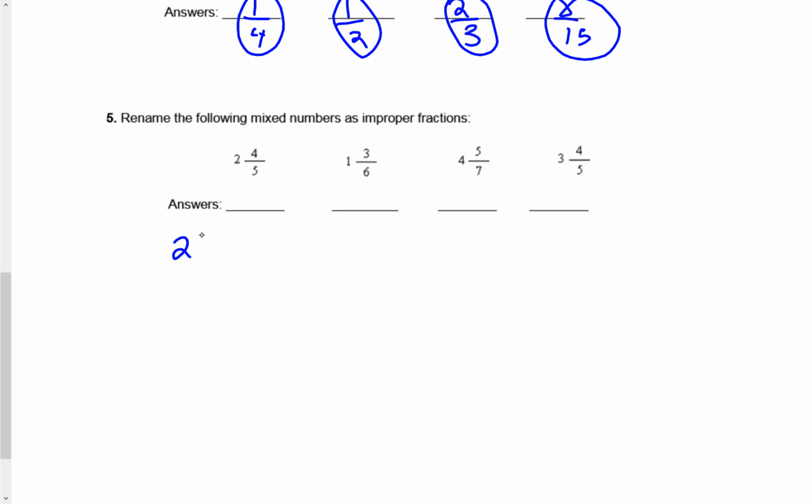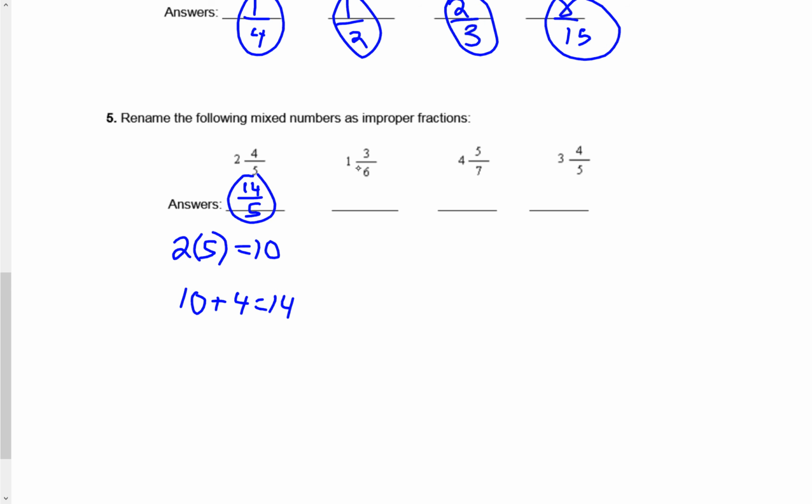2 times 5, the bottom times the whole, which is 10. And add the top to that. So 10 plus 4, that's 14. But now you got to remember the last part because it's not in our jingle. It's you keep the same denominator. So 14 would be the numerator, and you keep the denominator of 5. 14/5. All right, next one.